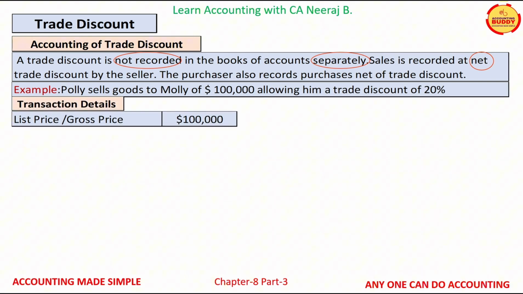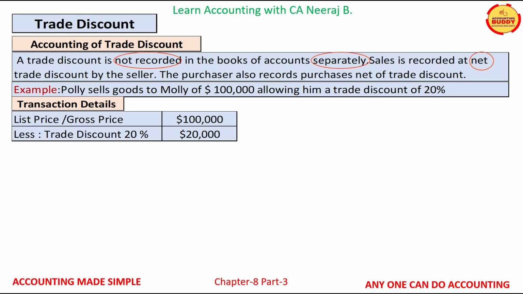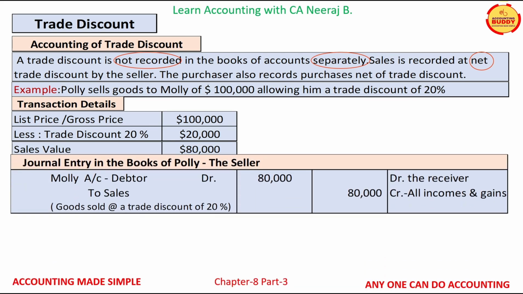Gross price of the transaction is $100,000 less 20% trade discount amounting to $20,000. That will give us the sales value of $80,000. The journal entry in the books of Polly, the seller, will be recorded as appearing on your screen. The two accounts which are affected are Molly's debtors account and sales account.